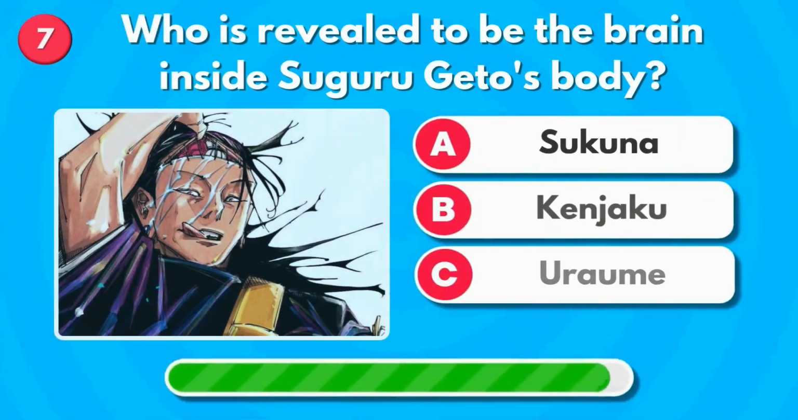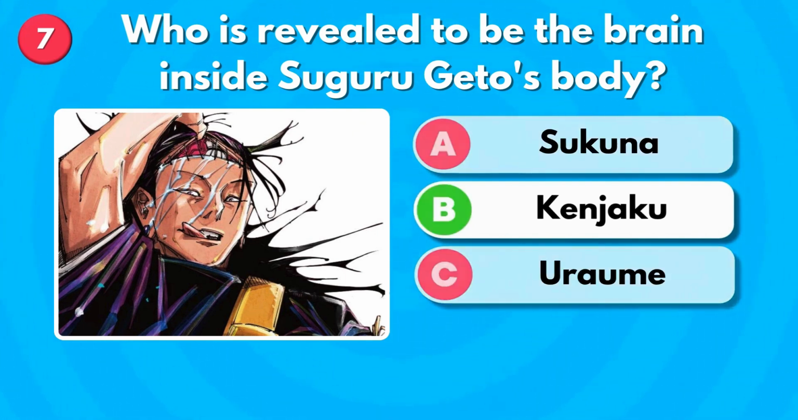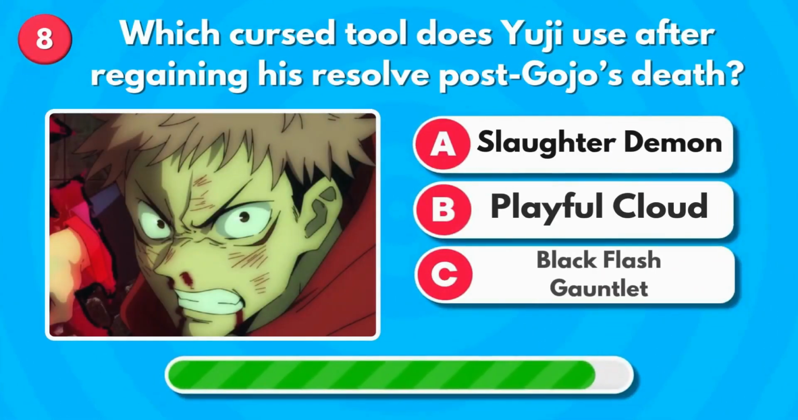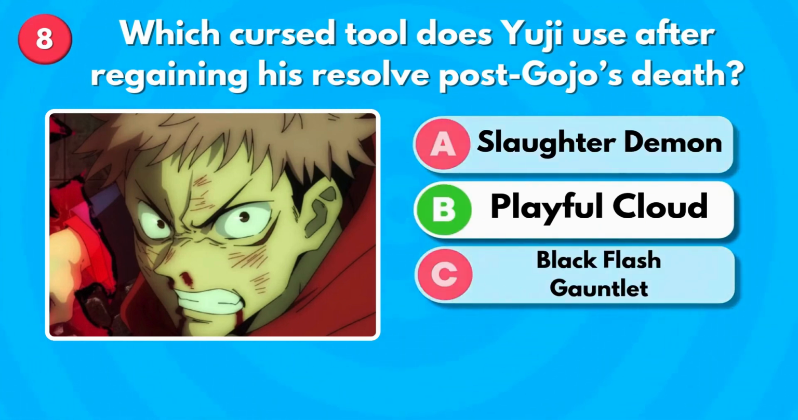Who is revealed to be the brain inside Suguru Geto's body? Kenjaku. Which curse tool does Yuji use after regaining his resolve post-Gojo's death? Playful Cloud.